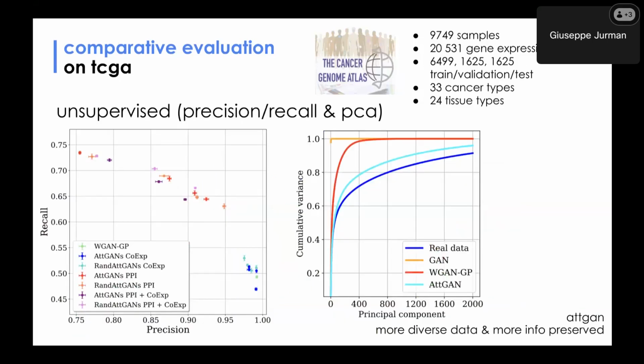In particular, if we take a look at the metric we have mentioned before in the unsupervised case, with all these different generating methodologies, we can see that the attention GAN is the one that reached the better performance, providing more diverse data and more info preserved starting from the original dataset.